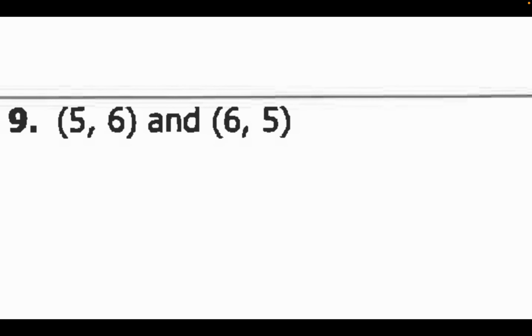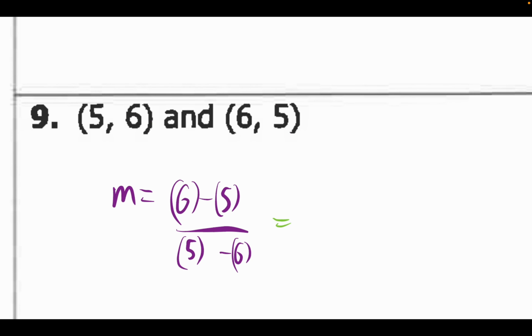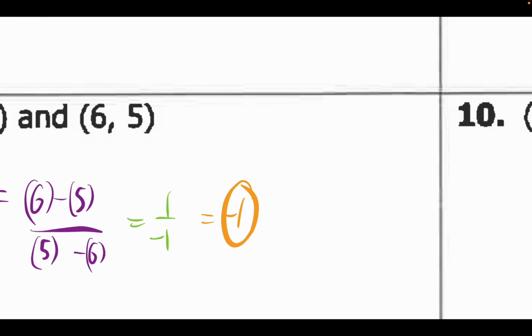Number 9. I'm going to do 6 minus 5 personally on the top, this minus this. And because I did the 6 first on the top, I have to do the 5 first on the bottom, minus 6. So this leads to 1 over negative 1, which could otherwise be called negative 1. If you called it the green, that's fine. You can always put something over 1.